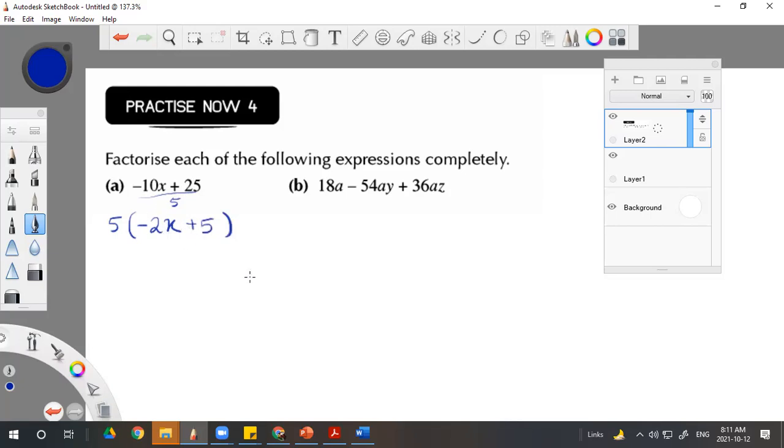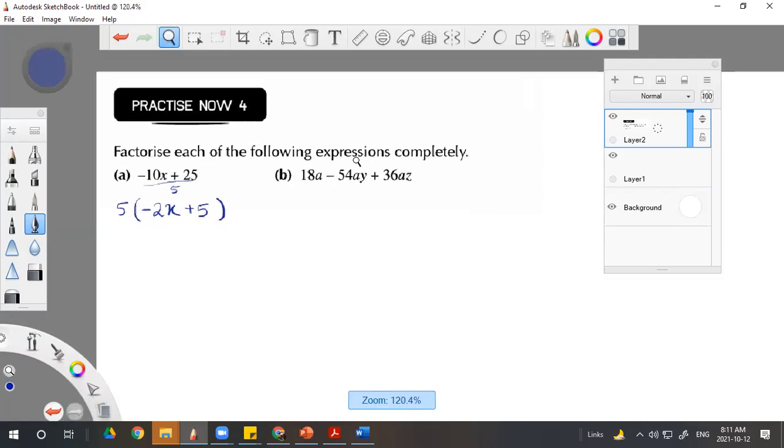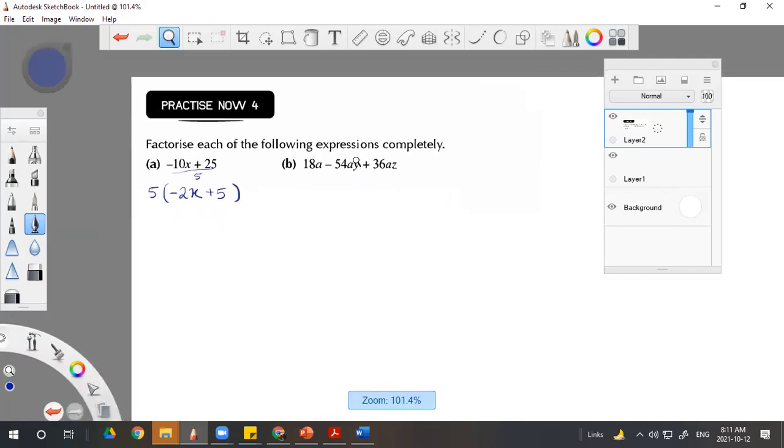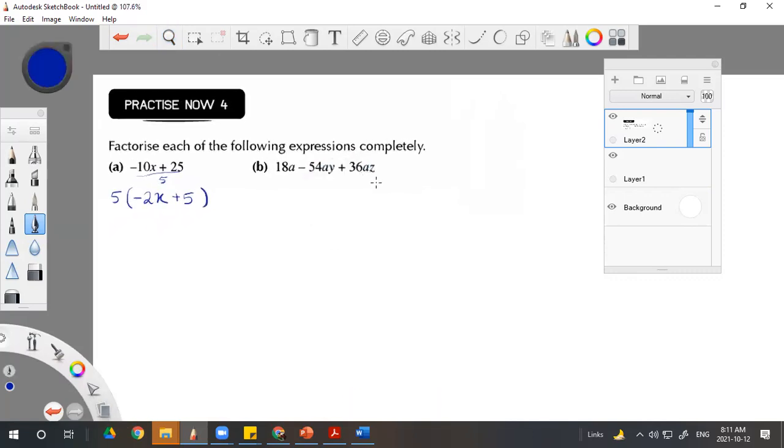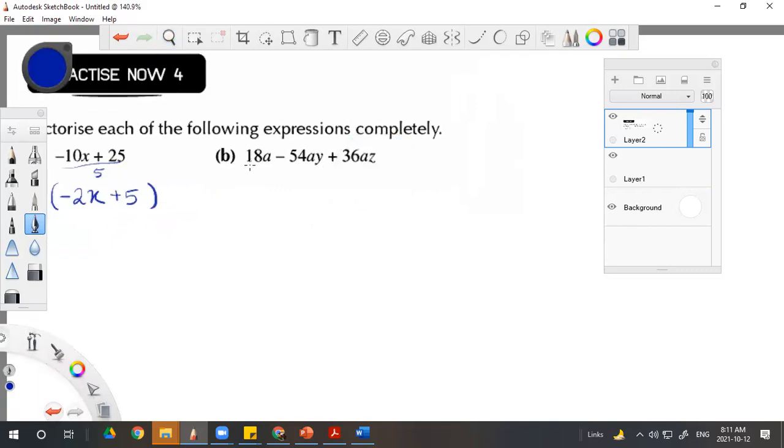Okay, now B. Who else besides Karin? Anyone can answer. Leon, can you? No? Okay, slowly. The numbers first: 18, 54, and 36. What can you divide by? 18 works. So everything divided by 18: 1A, divided by 18: 3AY, right? Divided by 18: plus 2AZ.